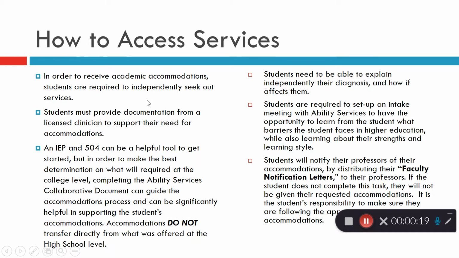So in terms of accessing services, when we're thinking about accommodations at the college level, one thing to recognize that is really important is to understand that students are required to independently seek out services. There's no way for our office or staff to know if a student has a disability without that disclosure or them independently seeking out services. So that is something that is a pretty big transition from the high school level to the college level. So keep that in mind when you're thinking about connecting with our office and those steps.